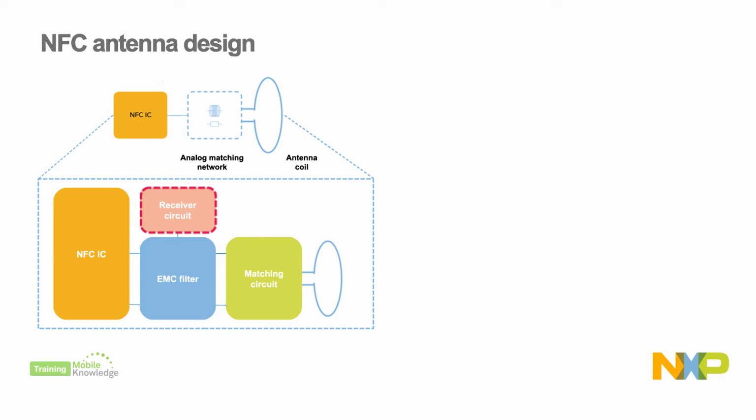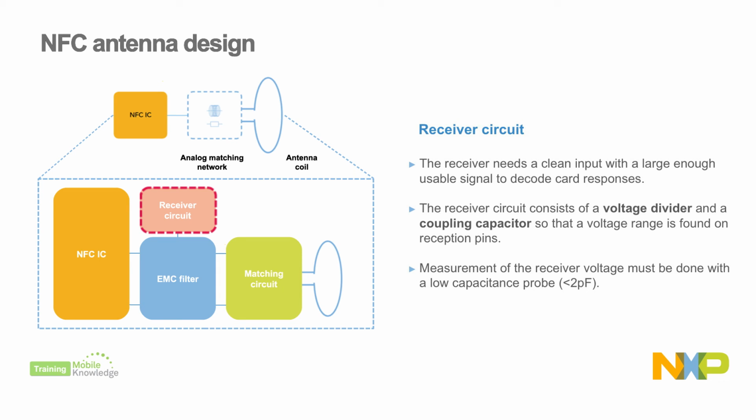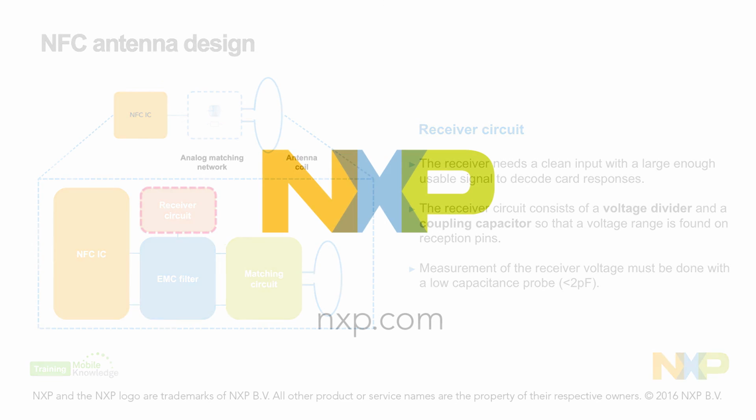The design of the receiver circuit is a straightforward process and consists of a voltage divider and a coupling capacitor. The objective is to set the voltage level at the reception pins to achieve a good sensitivity without exceeding the voltage limit. In case it needs to be adjusted, the measurement of the receiver voltage must be done with a low capacitance probe so as to not interfere with the results.